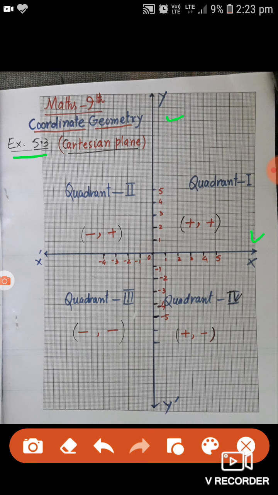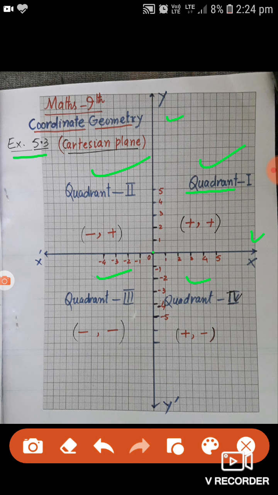What? A horizontal line and a vertical line meeting at a point called the origin divide the plane into 4 parts, and each part is called a quadrant. So this xy plane has 4 quadrants: quadrant first, quadrant second, quadrant third and quadrant fourth. Now, what kind of coordinates can a point have in a quadrant?